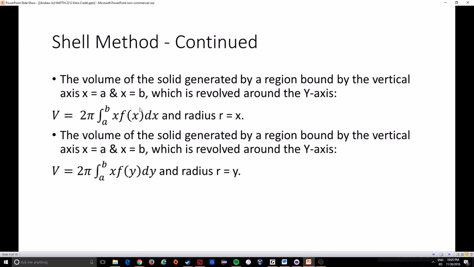The volume of the solid generated by a region bound by the vertical lines x equals a and x equals b, which is revolved around the y-axis, is volume equals 2 pi times the integral of x f of x with respect to x with domain a to b, and radius r equals x. The volume of the solid generated by a region bound by the horizontal lines y equals a and y equals b, which is revolved around the x-axis, is 2 pi times the integral of y times f of y with respect to y with domain a to b, and radius r equals y.